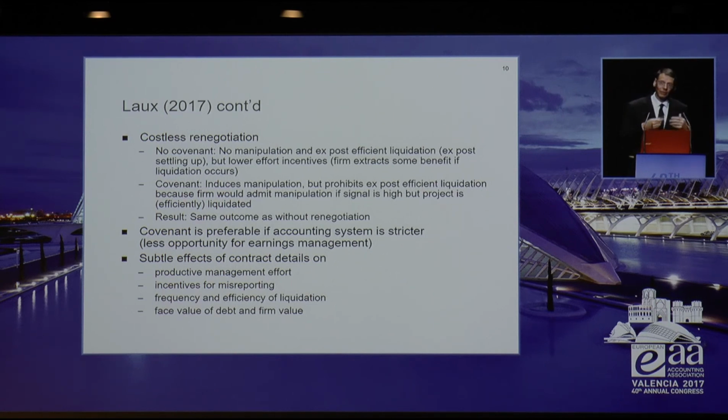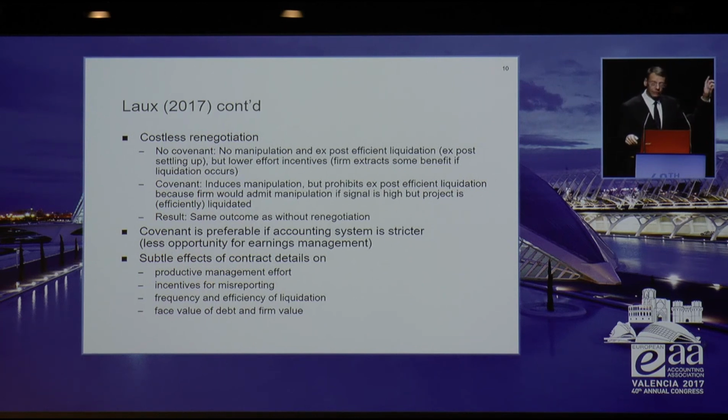So essentially, what the end effect of this paper is, the covenant is preferable if the accounting system is strict, which means more precise information is a good thing, and this actually creates the incentive to write covenants. Right, so it is a direct link between accounting information and covenants.